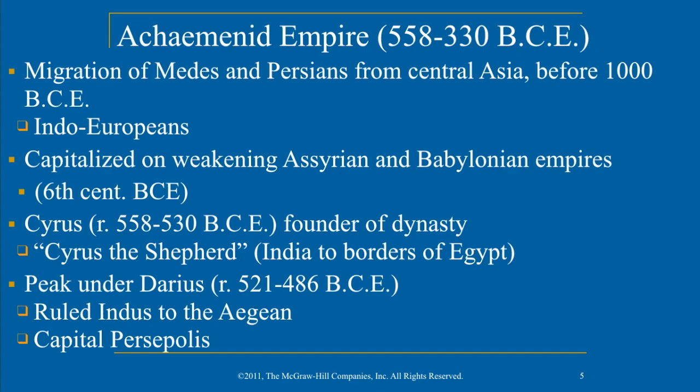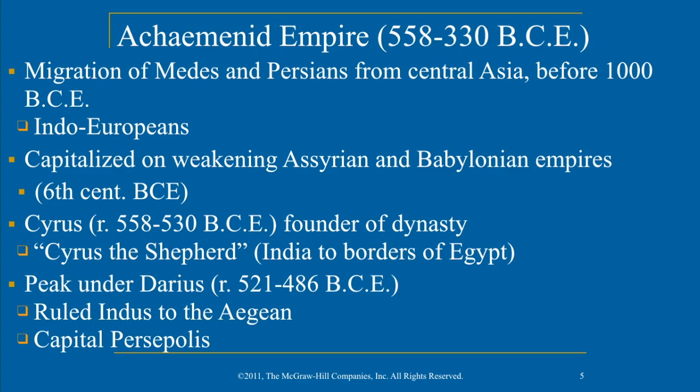Achaemenid Empire. By the time he dies, the empire of the Achaemenids reached from India all the way to the borders of Egypt. We then see the peak of the Achaemenid Empire under Darius, who reigns from 521 to 486 BCE. He ruled from the Indus Valley to the Aegean Sea, and he set up his capital at Persepolis. This Persepolis becomes an imperial center, as we had started to talk about with some of the other civilizations in previous chapters.